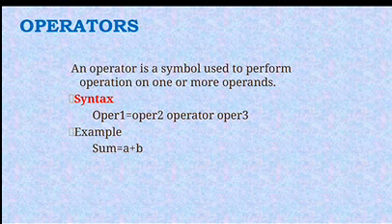Here sum, A, B, these three are the operands and plus is the operator. Operator is the symbol which performs a specific operation, a specific task. Plus is the symbol, so that is the addition operation. That will do the addition operation.